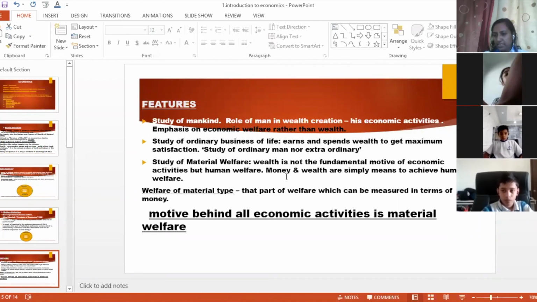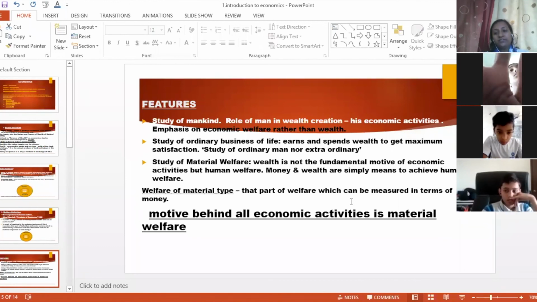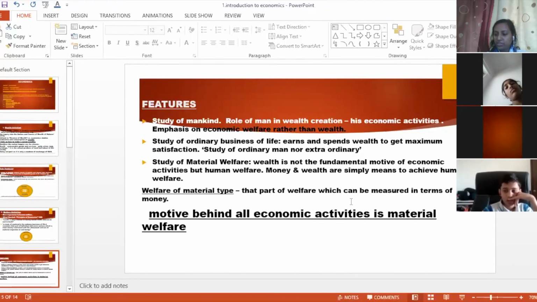What did Adam Smith say? He said money is a medium of exchange for attainment of wealth. Alfred Marshall said money and wealth both are means to achieve human welfare. Did you get the difference? So the motive behind all economic activities is material welfare. He is also specifying material only, but material welfare for human welfare, satisfaction of all his wants. Are you clear with this definition?